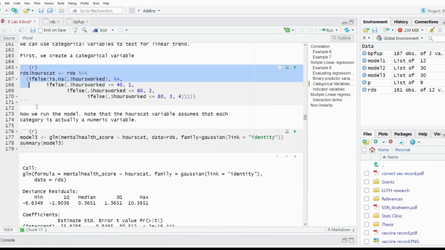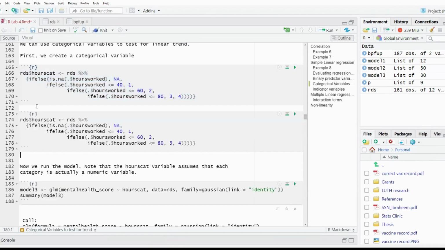I'll create another variable and call it house category X. And I will actually say less than 40 hours.